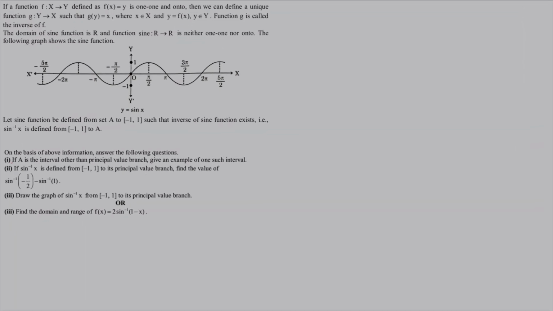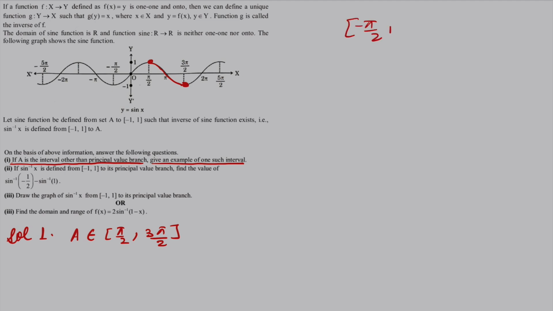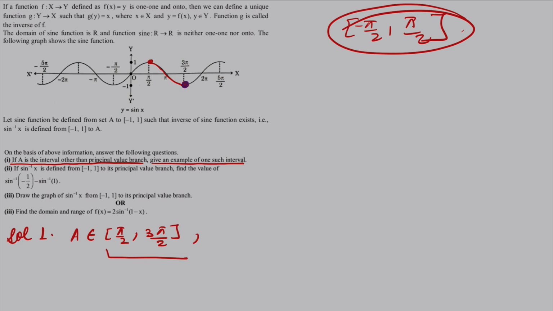Question 1 is saying: if A is an interval other than the principal value branch, give an example of one such interval. We have already discussed that we can also define an inverse function corresponding to another branch. A can belong to pi by 2 to 3 pi by 2, because the principal value branch of sine inverse x is with the range minus pi by 2 to pi by 2. Other than this, we can also define the inverse in the interval where A belongs to 3 pi by 2 to 5 pi by 2. In this manner, we can write infinite intervals. Clear? Here it is asking for one example, so we have given two examples, which is more than sufficient.